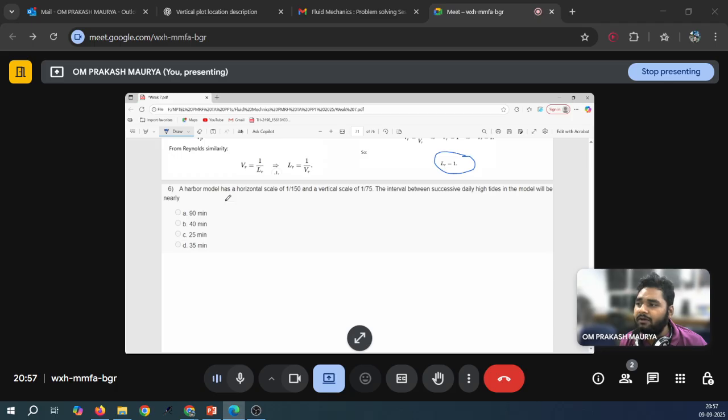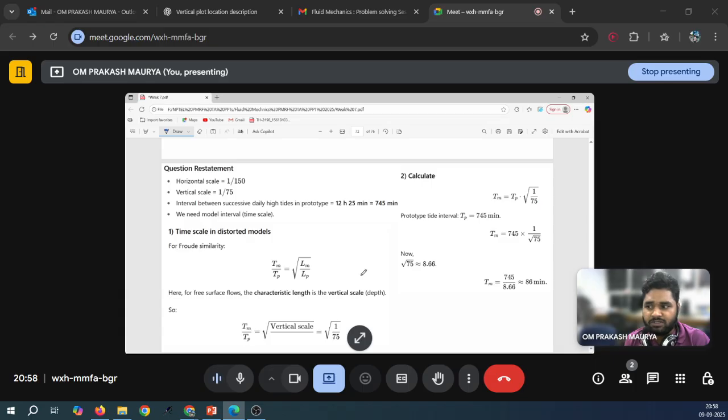Next question. So this is the last question for today. A Harvard model has a horizontal scale 1:150 and the vertical scale is 1:75. The interval between successive daily high tide in the model will be nearly? Okay, so in a model you have horizontal scale 1:150 and vertical 1:75.